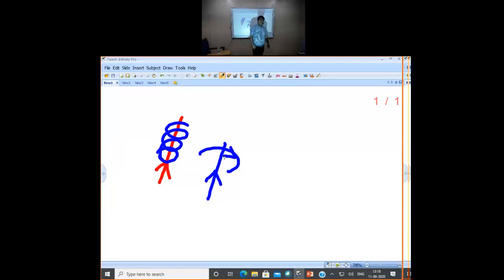Just notice the thumb rule. If this is the current direction, then this will be the magnetic field.